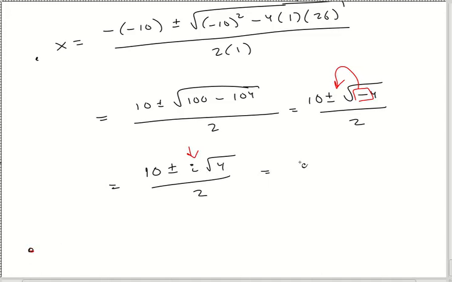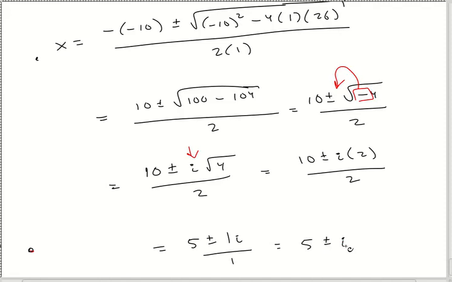What's the square root of 4? 2. What do all these numbers have in common? They all have a 2, so you can cancel a 2 with each number. So you get a 5. And, well, that would be a 1i, I guess, divided by 1. Clean it up a little bit. 5 plus or minus 1i. Those are your other answers.